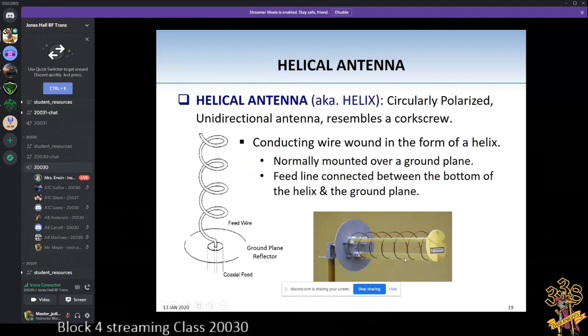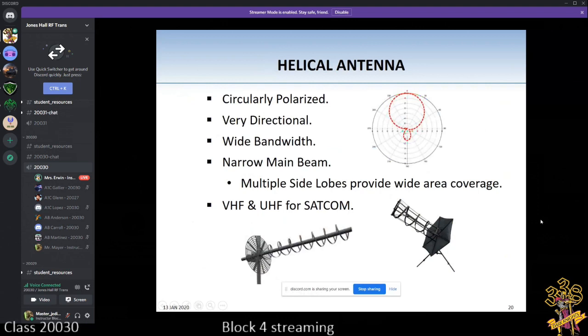This is your helical, called a helical because it's just a wire wound in the shape of a helix. Normally, this is going to be used for SATCOM. Now, being that it's wound in this way, it's going to provide you circular polarization. Circular polarization makes your signal very directional. You're going to have a wide bandwidth, narrow beam width. The more directional, the narrower your beam. It is for VHF, UHF, SATCOM.